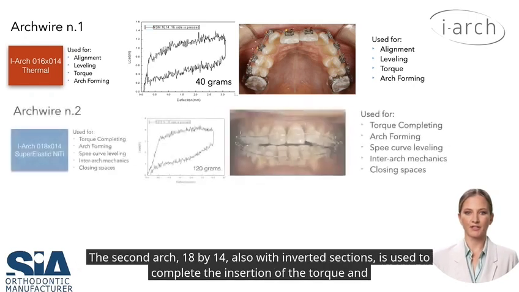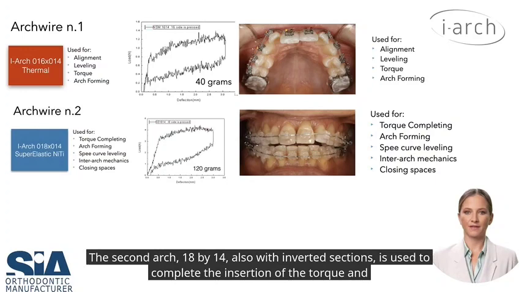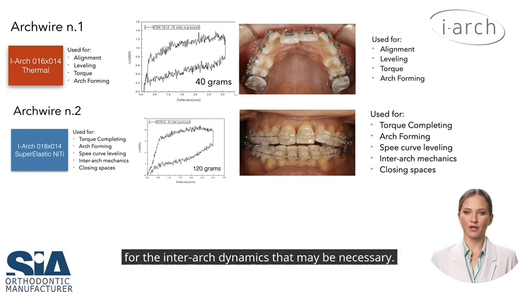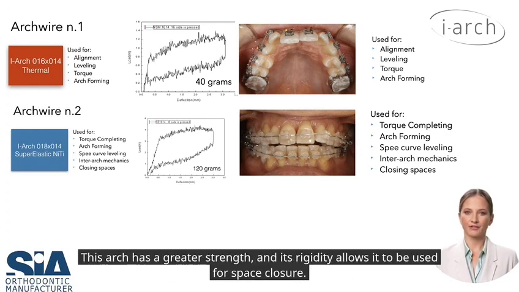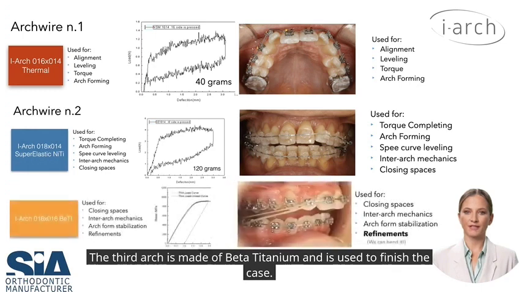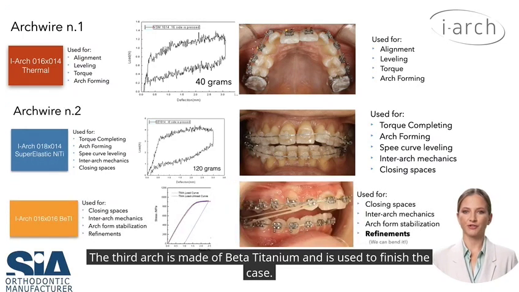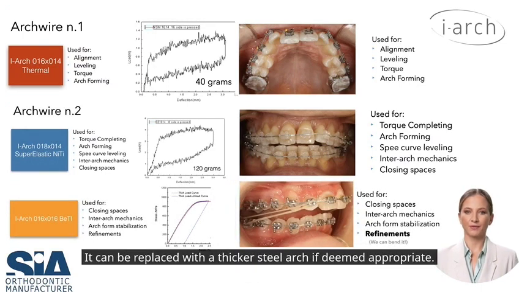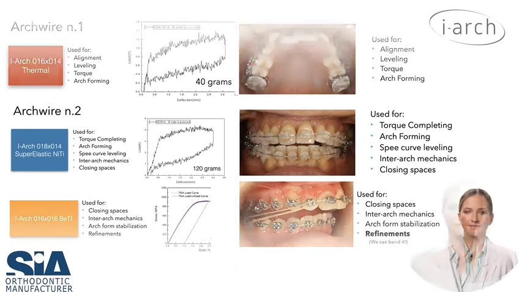The second arch, 18 by 14, also with inverted sections, is used to complete the insertion of the torque and for the inter-arch dynamics that may be necessary. This arch has a greater strength, and its rigidity allows it to be used for space closure. The third arch is made of beta titanium and is used to finish the case. It can be replaced with a thicker steel arch if deemed appropriate.